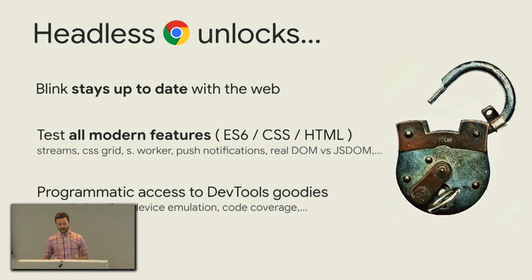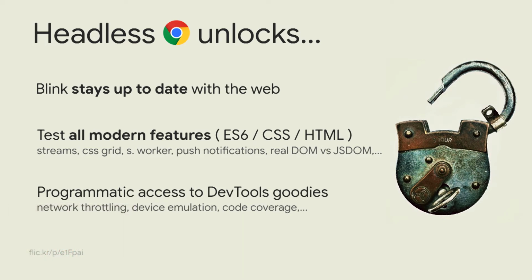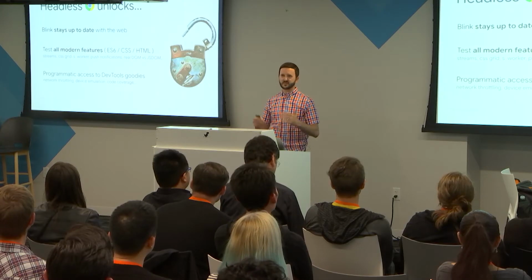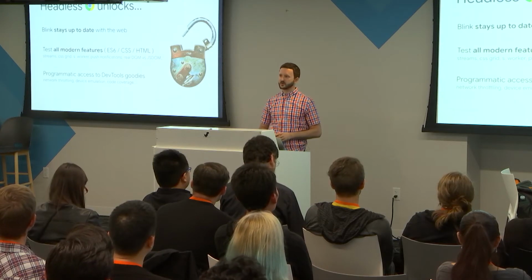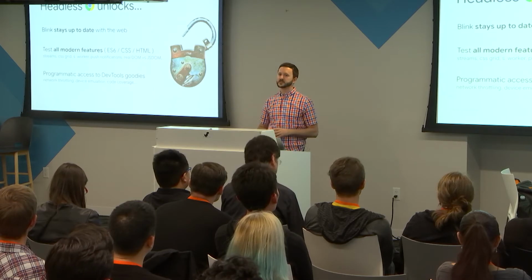The other cool thing is that we have programmatic access to the DevTools. So literally, most things you can do in the Chrome DevTools manually, you can actually get access to programmatically using the DevTools APIs and Puppeteer. So all that stuff, network throttling, device emulation, code coverage, DevTools has a lot of goodies in it, and we can actually write scripts that automate a lot of that.